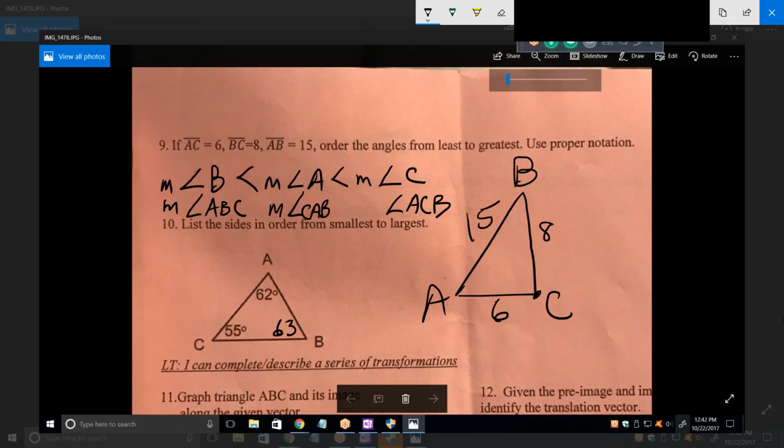Now, which is the largest side? This is the smallest. The smallest side, excuse me. The smallest side would be AB. Correct. So AB is less than the next smallest side, CB, which is less than the largest side, which is AC. On sides, you have to use at least 2 letters.